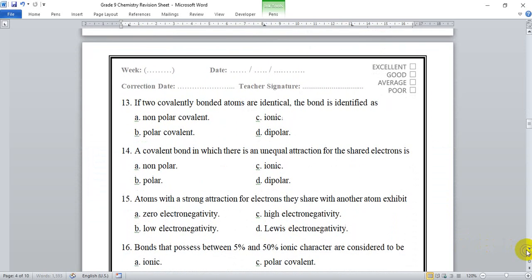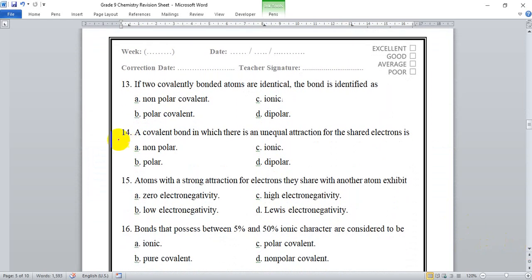Number 13. If two covalently bonded atoms are identical, the bond is identified as non-polar covalent, polar covalent, ionic, or dipolar. Two identical atoms means the difference in electronegativity equals 0. So they will be non-polar covalent.